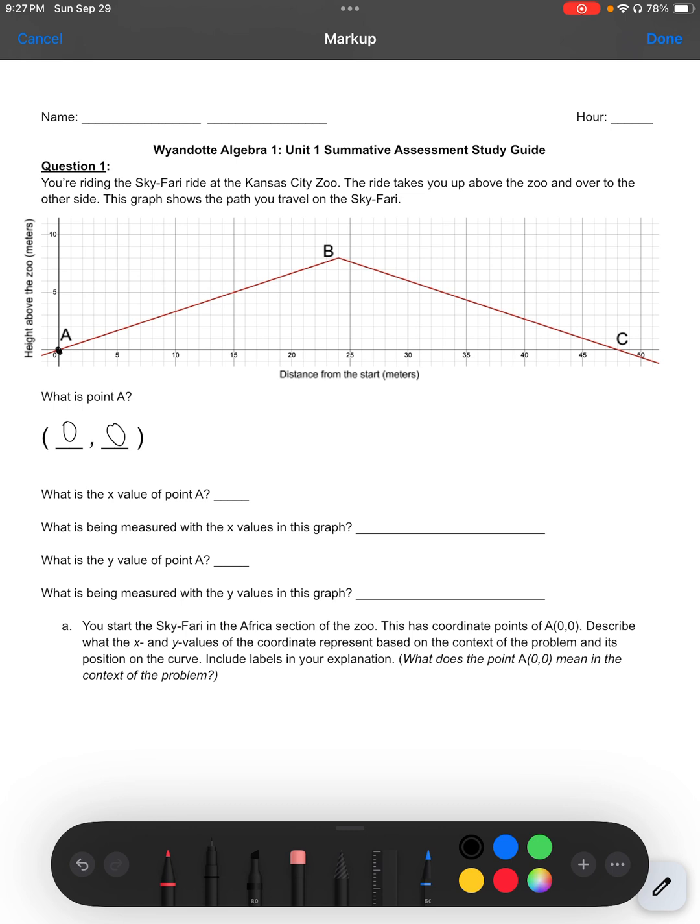Then it asks you, what is the x value of point A? When you have a point, the first number is the x value, the second number is the y value. So the x value of this point A is 0.